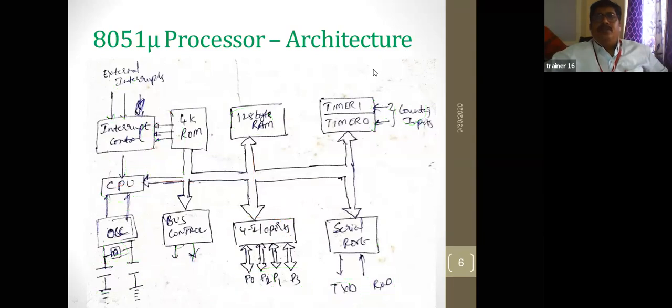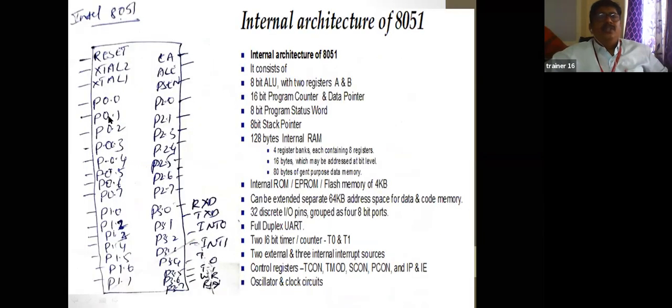So next, we'll discuss the pin diagram of the Intel 8051 microcontroller. Here I said there are 4 input ports. This is P0, this is P1, this is P2, and this is P3.